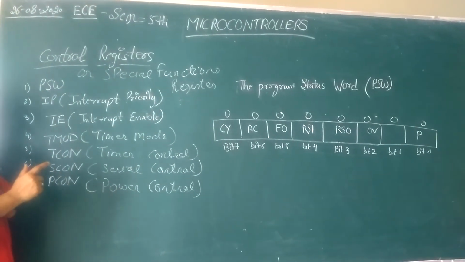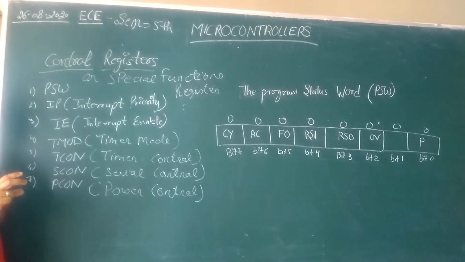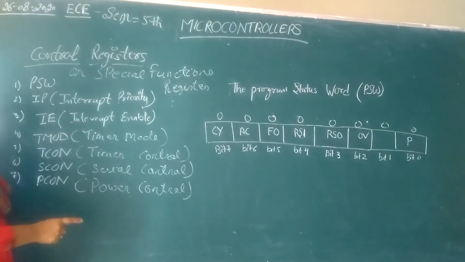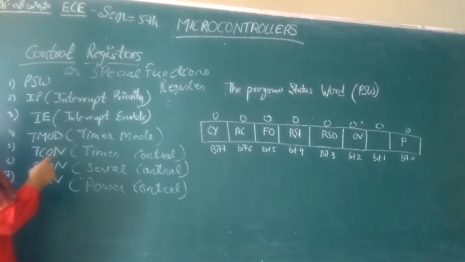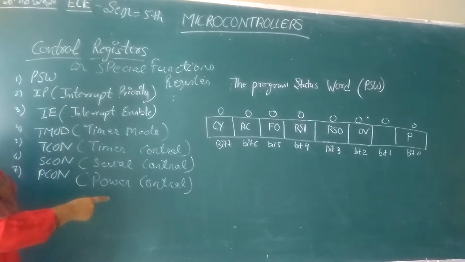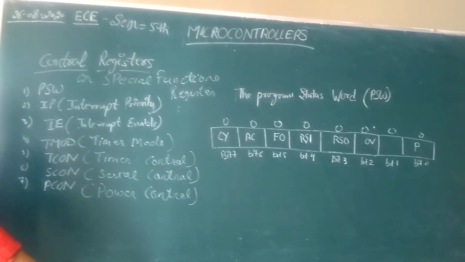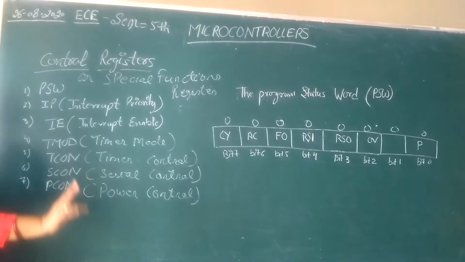SCON is the serial control, which will control the serial communication of your program. PCON is the power control. Power control is done by the PCON register. These are your 7 registers, and this is the diagram of the PSW. Okay, this is the topic of the special function registers.